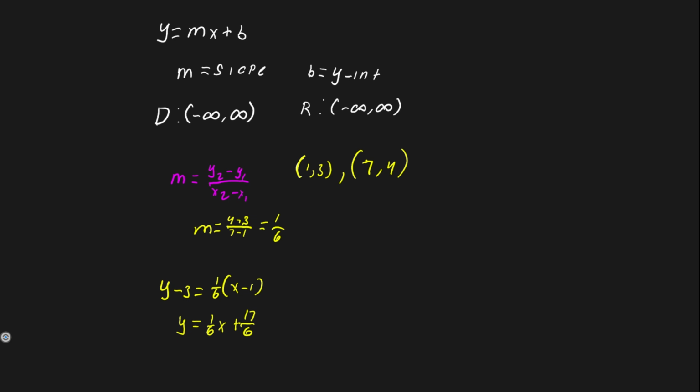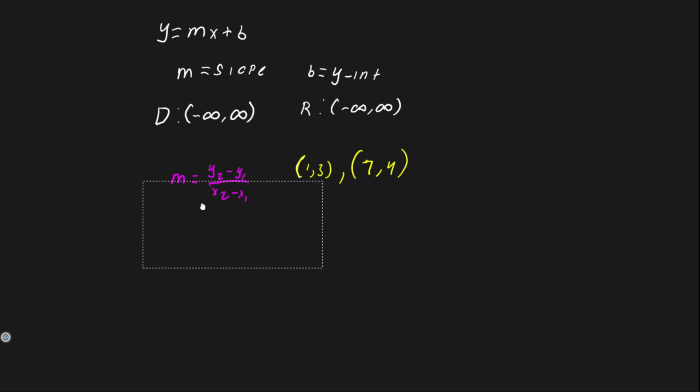So that is another example where we could also multiply by 6, but we're just going to leave it like this because that's its natural form from what we got. So now that's that for point slope.